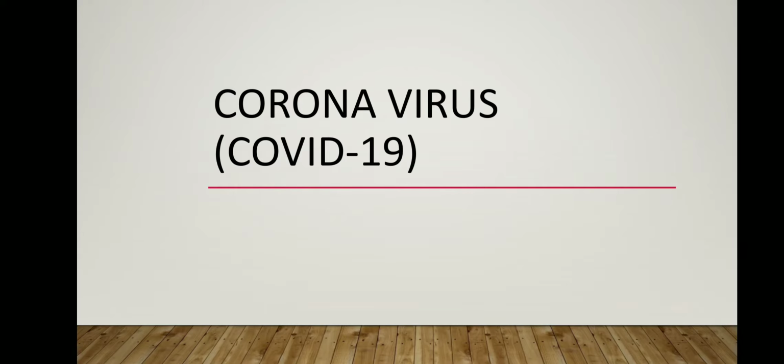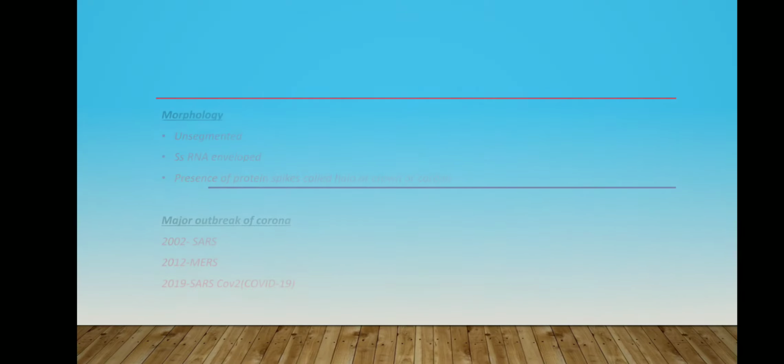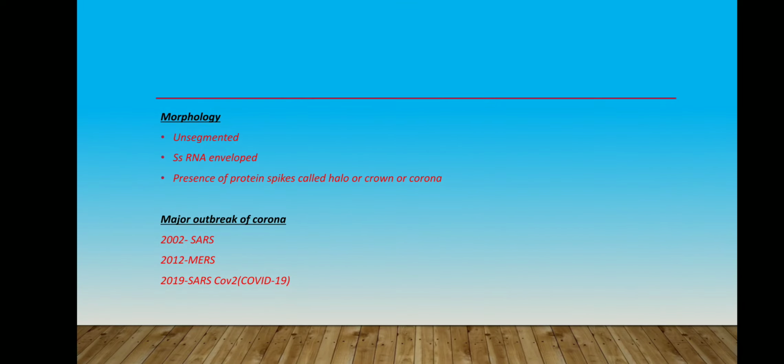So let's talk about the morphology of the coronavirus. It is an unsegmented, single-stranded, enveloped RNA virus. There is a presence of spikes on the surface, which look like a halo or crown, so it's called corona. Its name comes from that. The major outbreaks of coronavirus disease are SARS, MERS, and COVID-19.